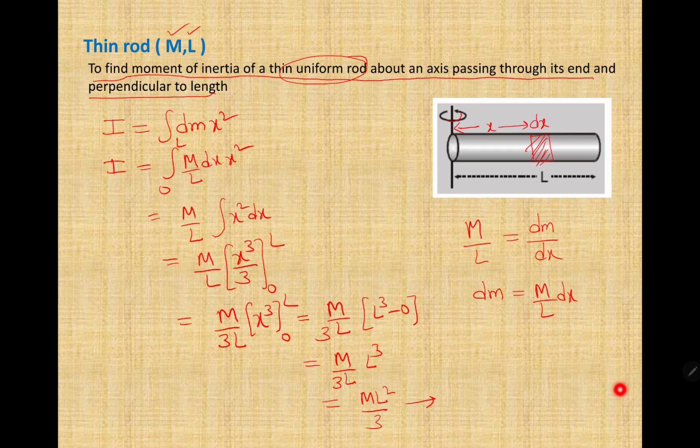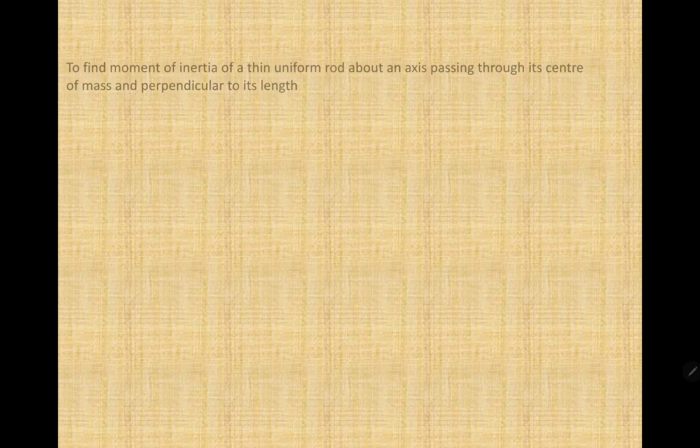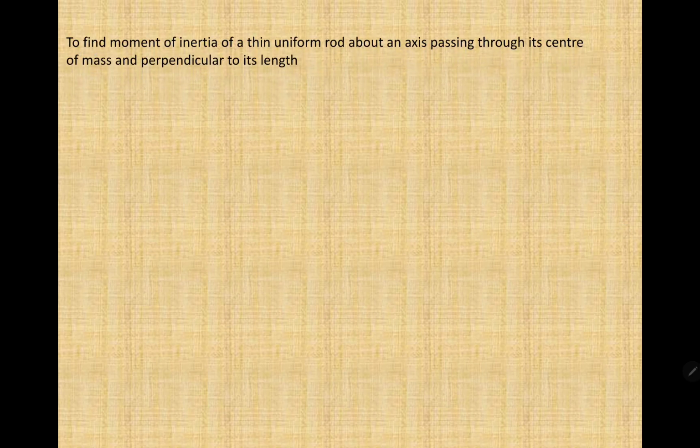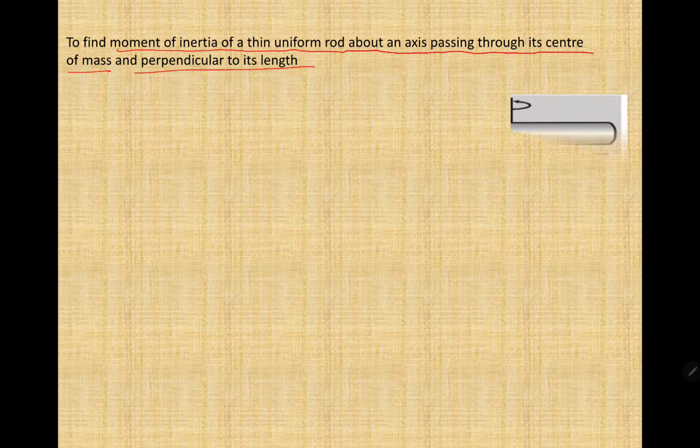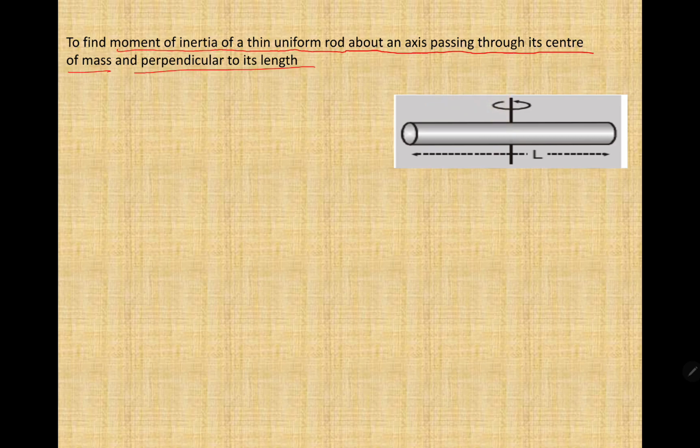Now let us see what is the moment of inertia of the same rod about another axis. See the next slide. Now here, to find the moment of inertia of the thin uniform rod about an axis passing through its center of mass and perpendicular to its length. This time the axis of rotation is different. So this is the figure here. This is the rod and this is the axis of rotation, passing through the center of mass, and perpendicular to the length of the rod.